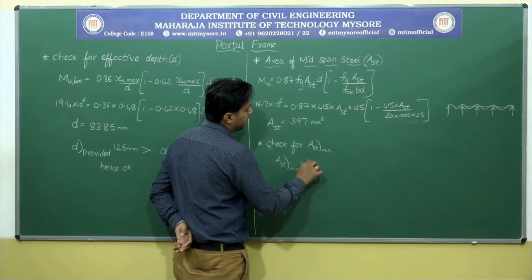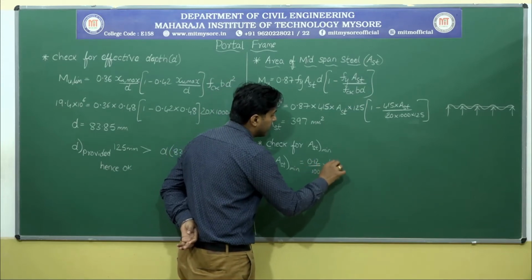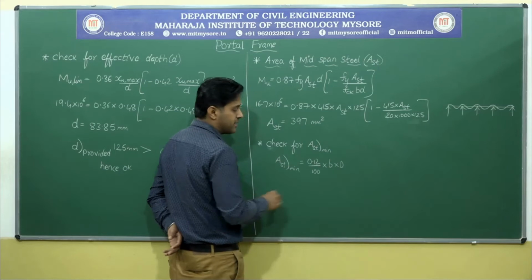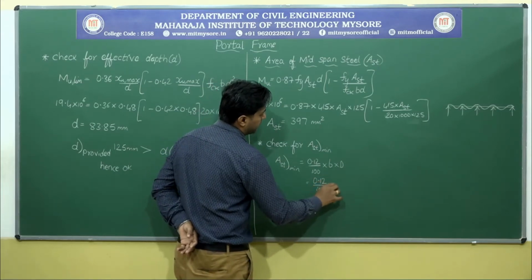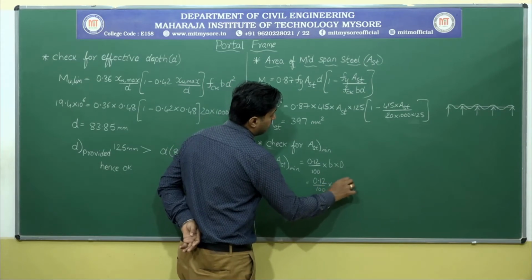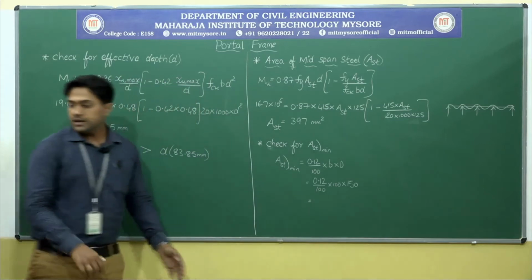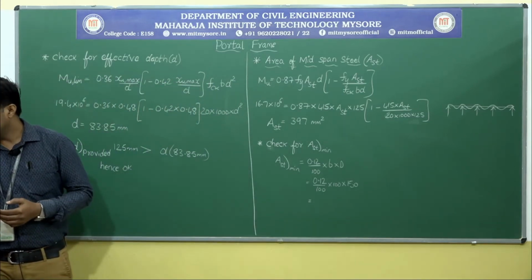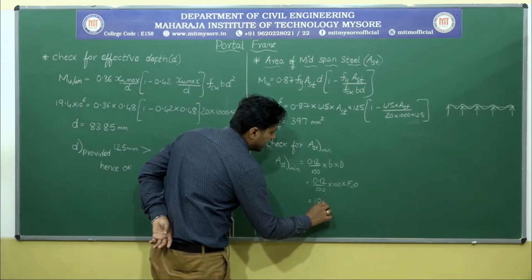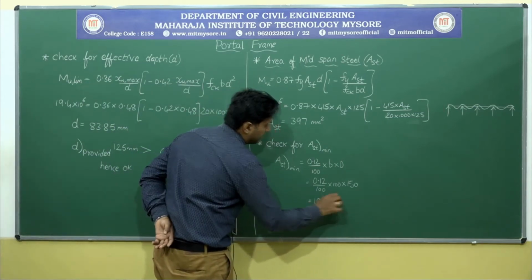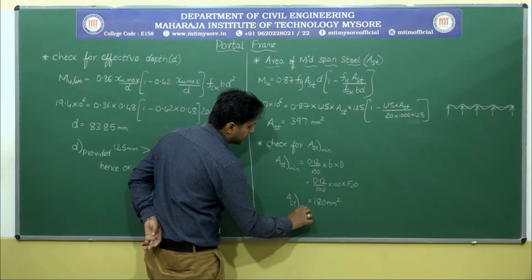What is the formula to calculate the value of Ast minimum? I think you remember, it's 0.12% of gross area, b into capital D. So it's 0.12 by 100, breadth is 1000. What is the overall depth? Not effective depth. Overall depth is 150. So the value of Ast that we are getting here is 180 mm square.